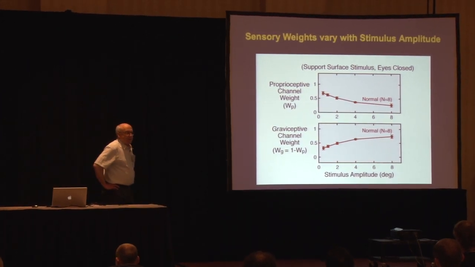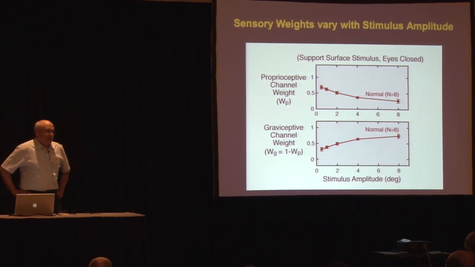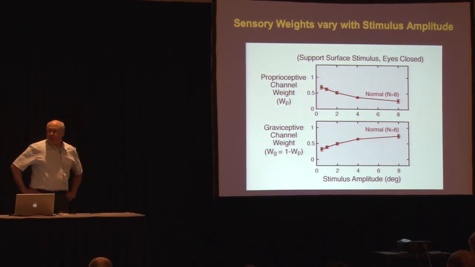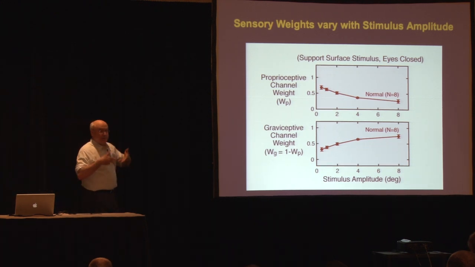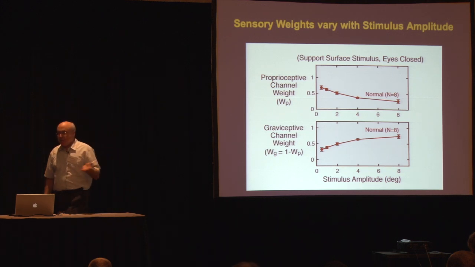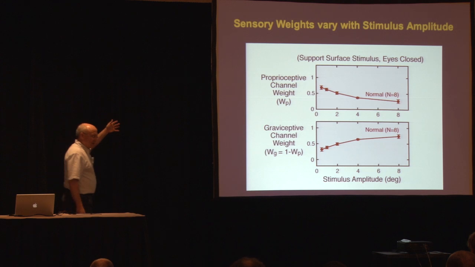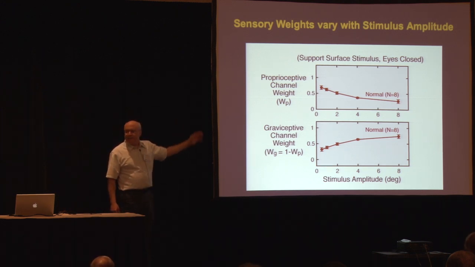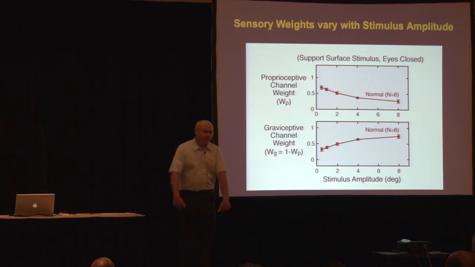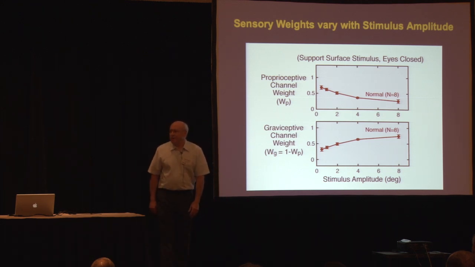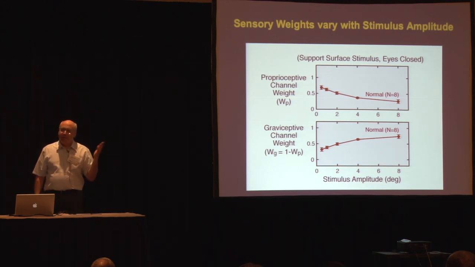And so one simple test would be to simplify the system in a different way, and this would be to take some subjects with bilaterally absent vestibular function and then have them close their eyes, and then repeat these kinds of experiments. What would you predict you should get for sensory weights in this condition? No vestibular system, no visual system, just proprioception. So would you be able to reweight with changing stimulus amplitude? No, I wouldn't think so.